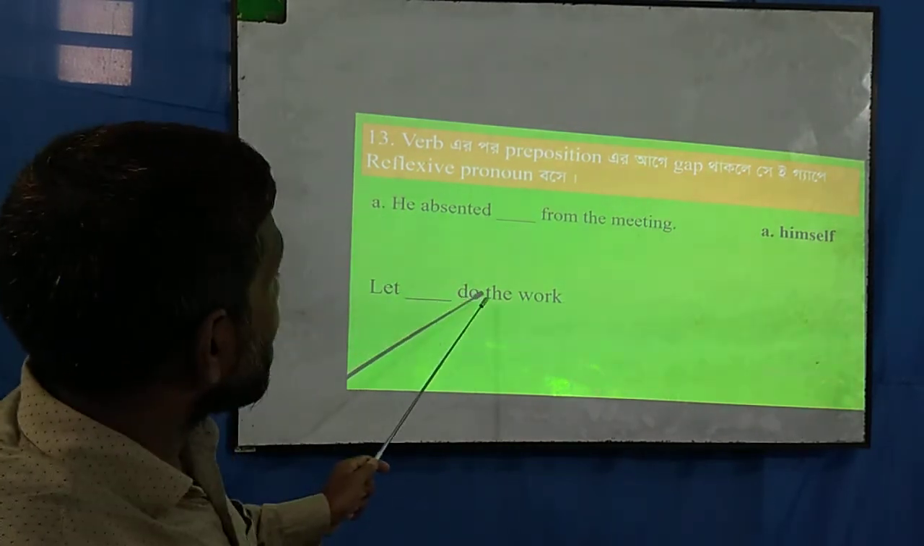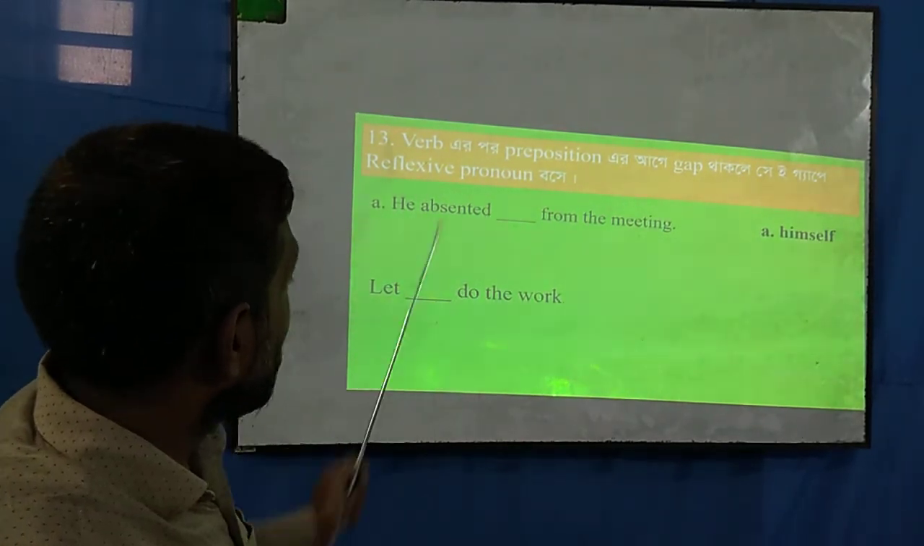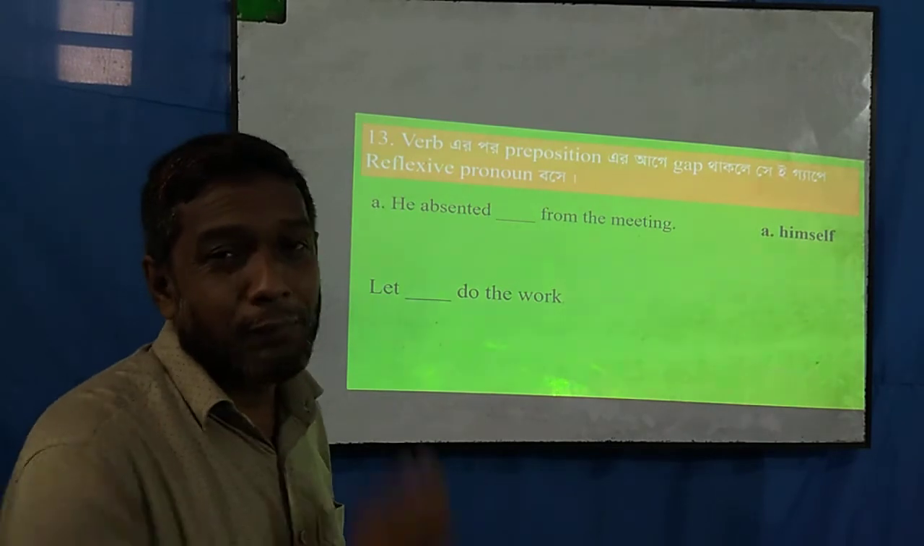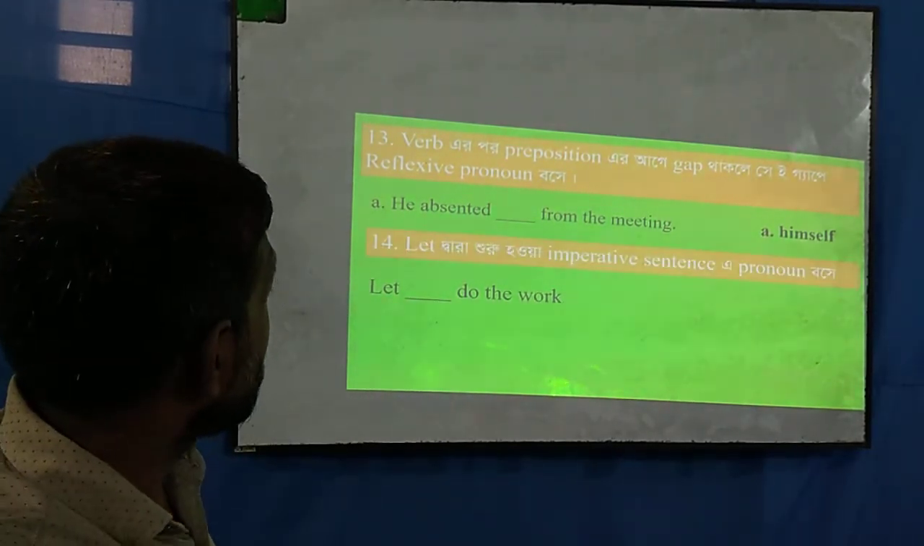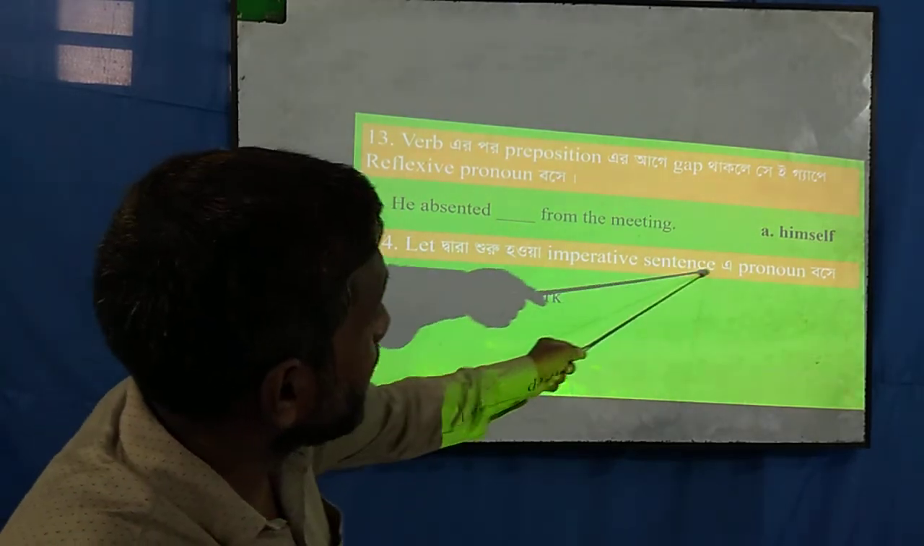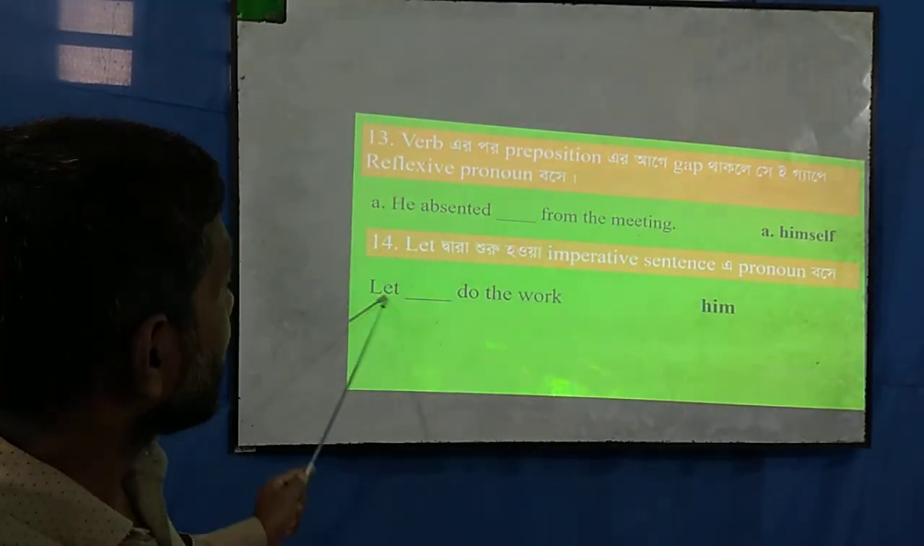So let dash do the work. You know, in an imperative sentence, after let we should use a subject in the objective form. An imperative sentence beginning with let takes a pronoun. So the answer will be: let him do the work.